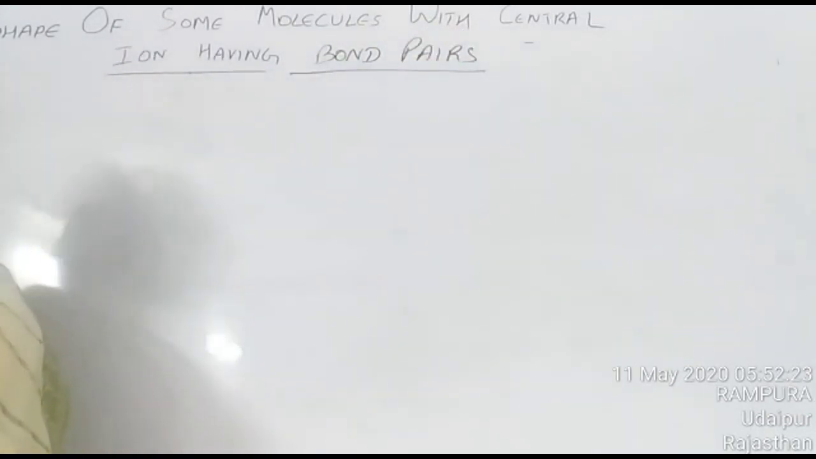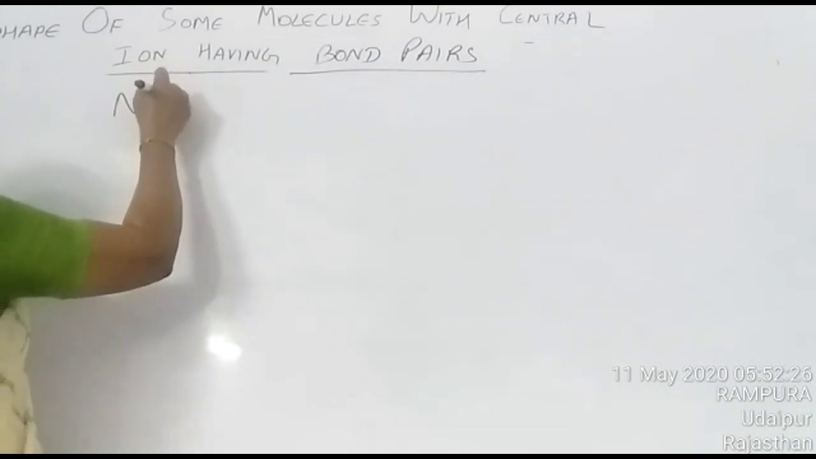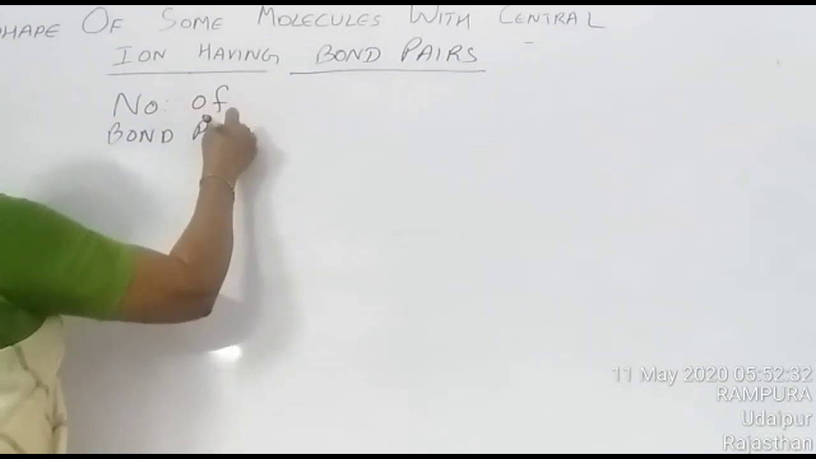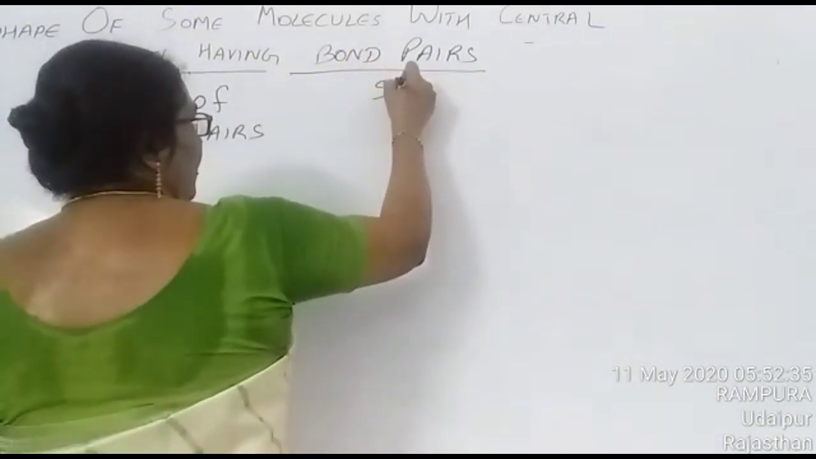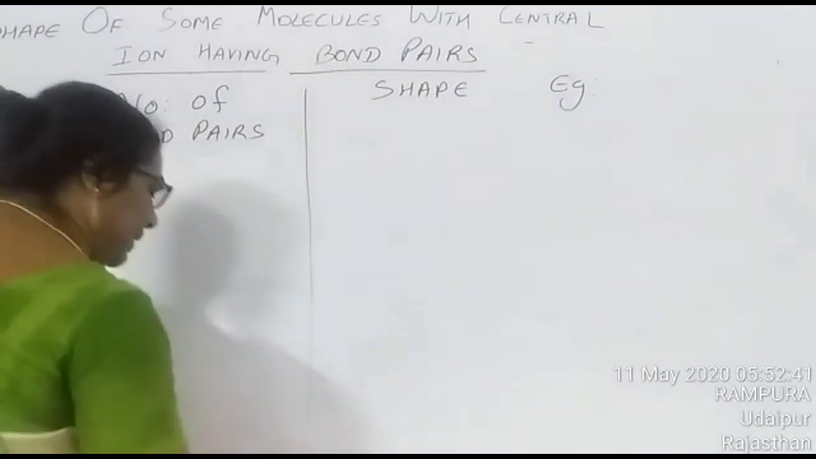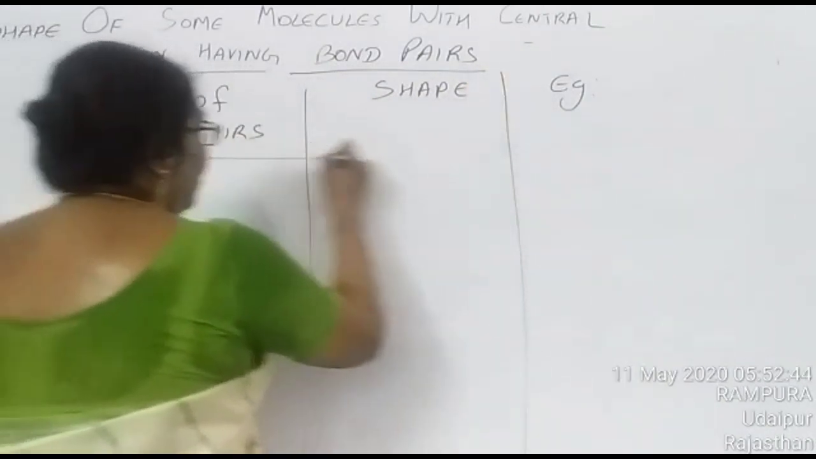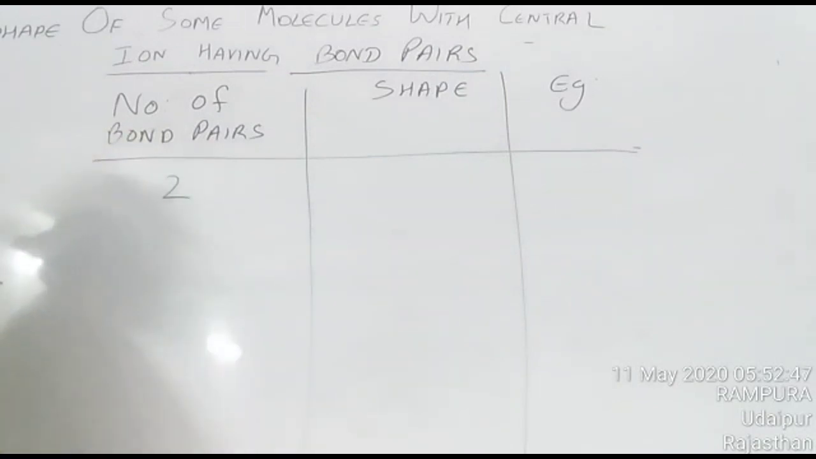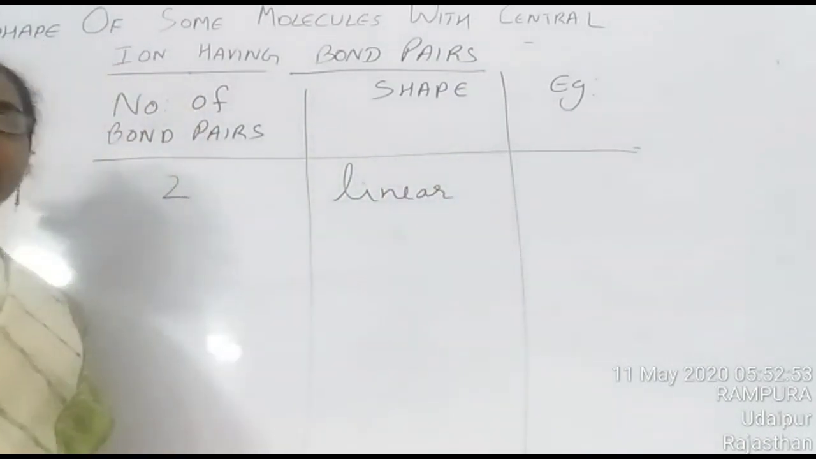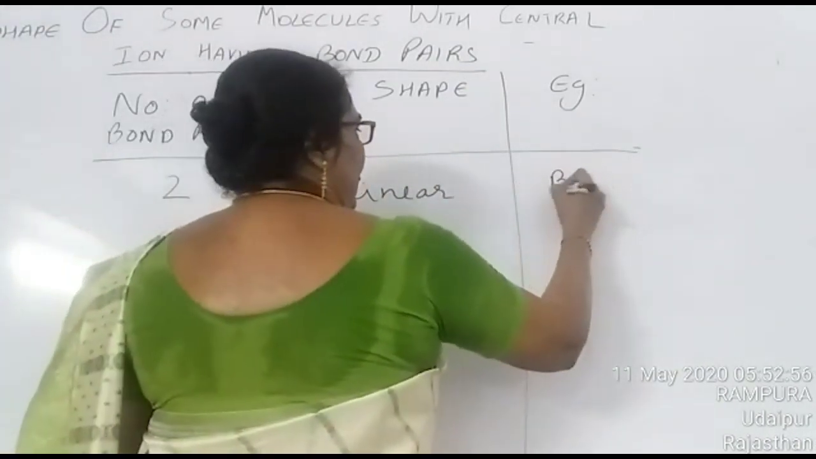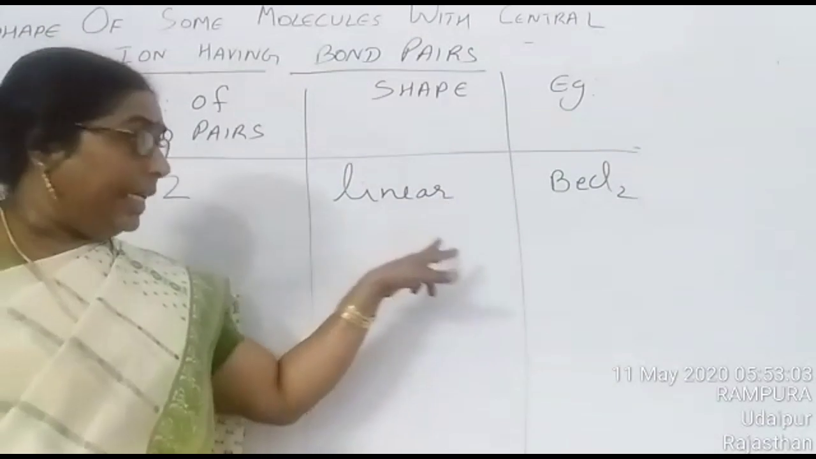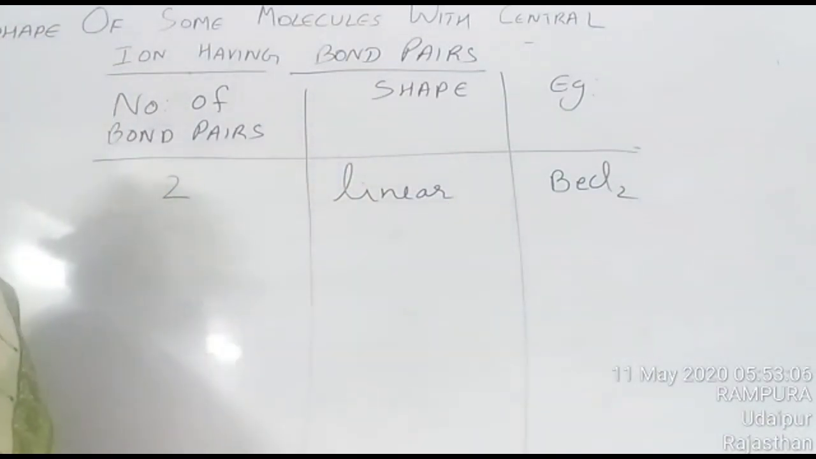Children, in this case let us make a column, that is, suppose you consider the number of bond pairs, then the shape and example. Here we can see that if the compound has only 2 bond pairs, then the shape will be generally linear. It has a linear geometry. An example we can consider is BeCl2.